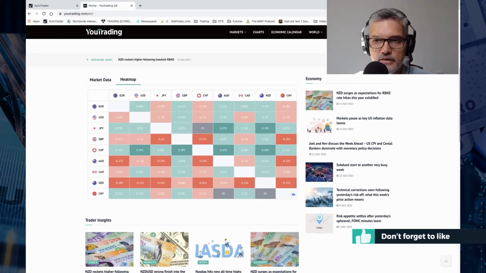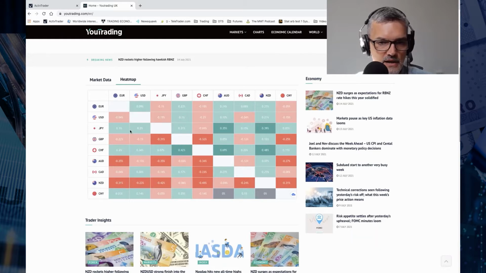All right, going to start with the YouTrading.com heat map for the Forex pairs. And you can see that currently we've got the Japanese yen and the Swiss franc acting as the strongest currencies today, with the New Zealand dollar acting as the weakest. The US dollar itself is mixed across the board. It's stronger against the likes of the pound and the Aussie and the Kiwi, and then obviously weaker against everything else.